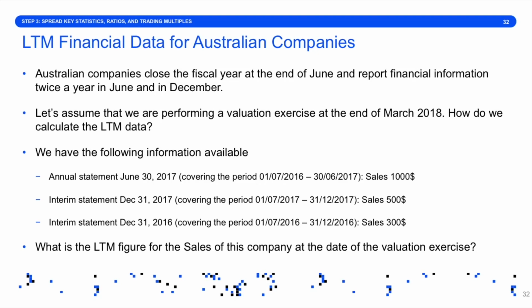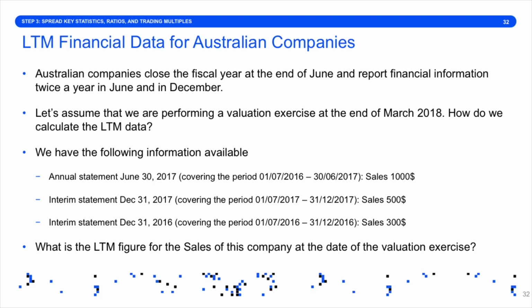Let's assume that you're performing a valuation exercise at the end of March 2018 for an Aussie company. And again, this second slide is a bit more specifically Aussie, so there is one statement every 6 months. So we want the sales for the last 12 months. What do we have? Well, we have these 3 pieces of information. We have the annual statement at June 2017. That's the last annual statement available. And the sales are $1,000.